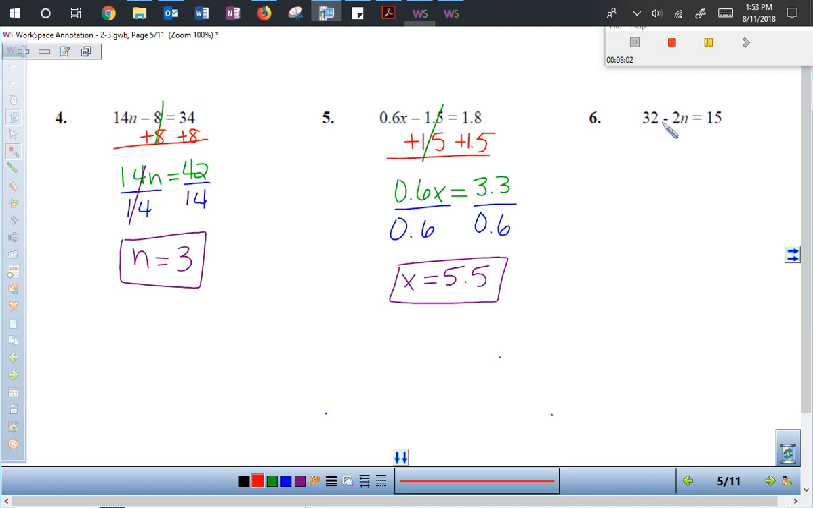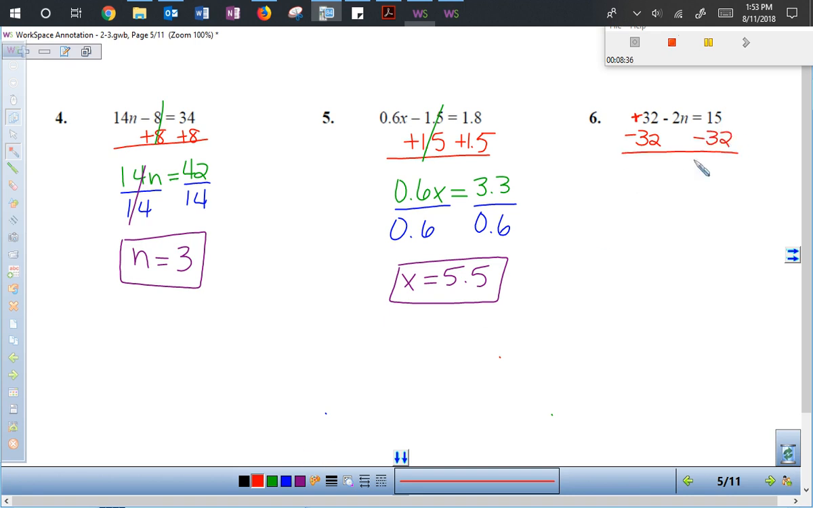Since a subtraction sign comes after it, a lot of us would be tempted to add 32 to each side, but be careful. What we really need to look at is the sign in front of 32. And since 32 is a positive number, that's like an imaginary plus sign in front of it. So to get rid of a positive 32, I need to subtract 32 from each side.